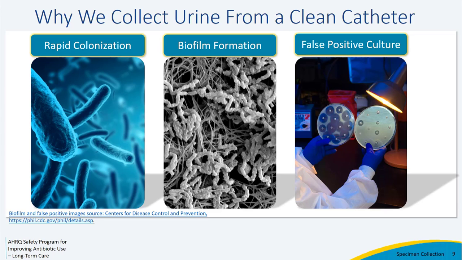2. Biofilm formation. A biofilm is a layer of slime secreted by bacteria that protects them from antibiotics, drying out, and other threats. Once the biofilm is formed, it is very challenging to eradicate bacteria without removing the catheter itself. 3. False positive culture. A positive urine culture obtained from an indwelling urinary catheter may grow bacteria that came from the biofilm. Bacteria from the biofilm do not usually cause problems for the resident and are not necessarily representative of what is going on inside the bladder.